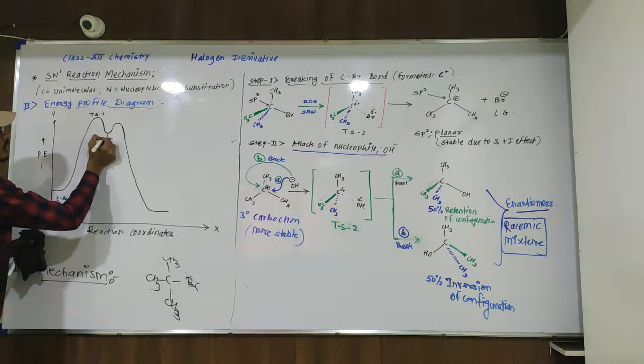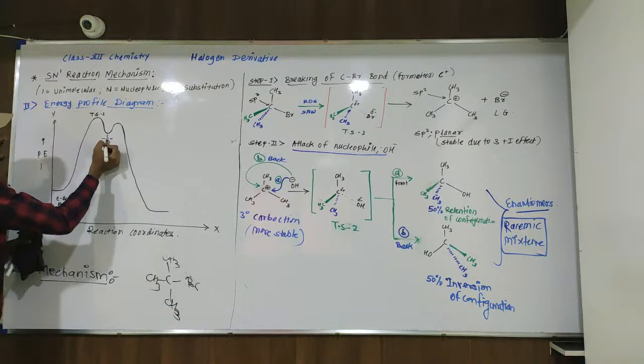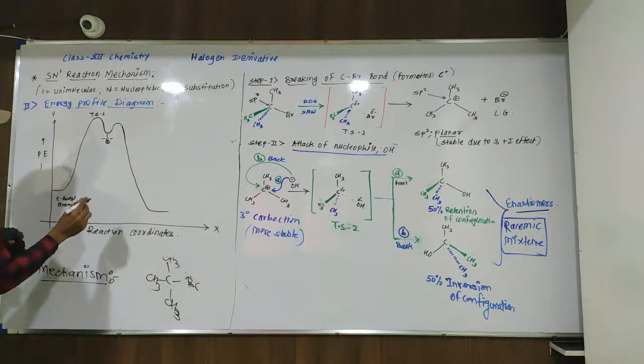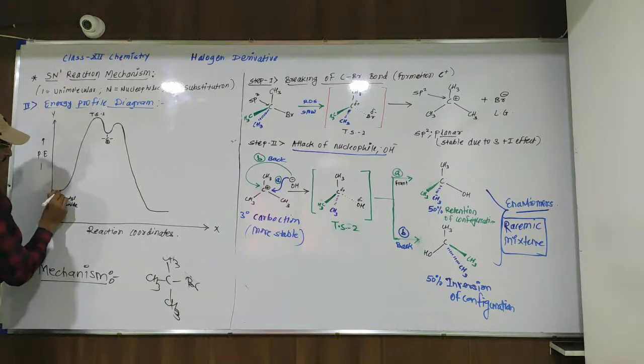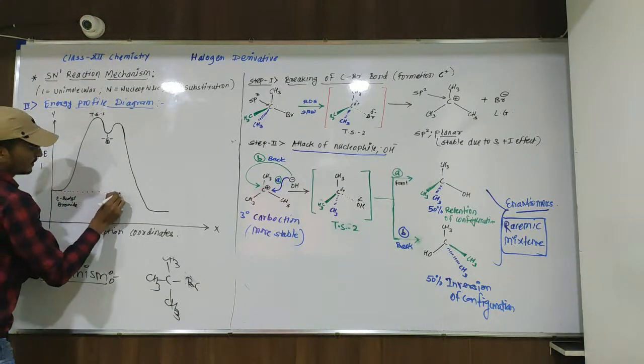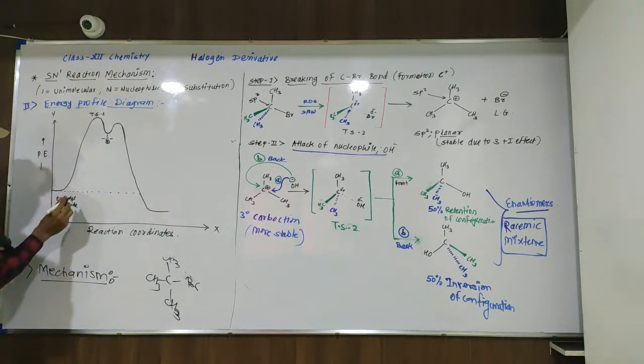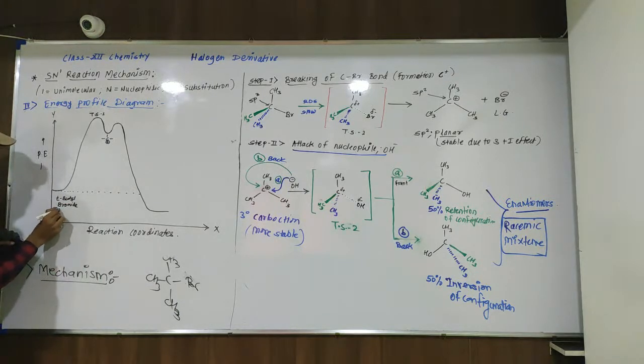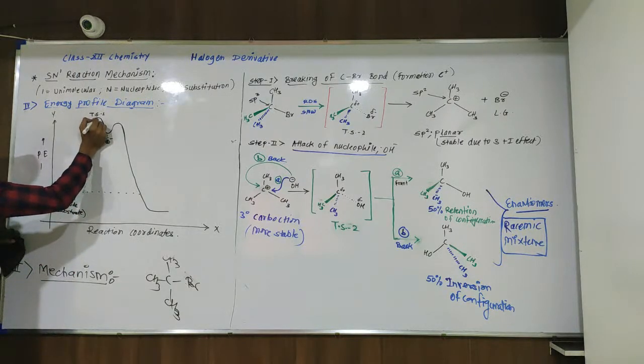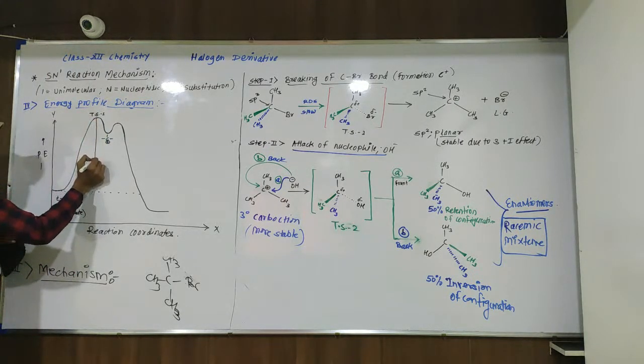Carbon having three bonds with the methyl, and there is a positive charge. So this is your carbocation. Okay, but what is the main thing here? The potential energy difference between substrate. So this is a substrate. So tertiary butyl bromide is called the substrate. Okay. So the potential energy difference between substrate and transition state first.